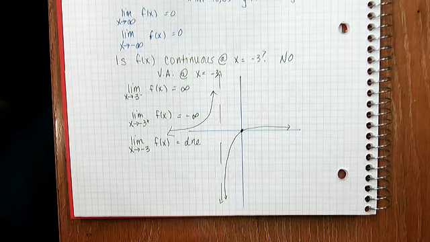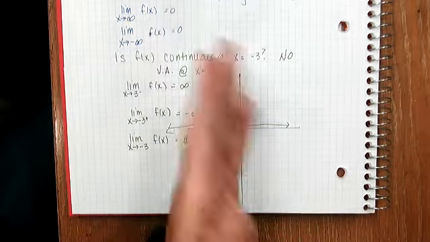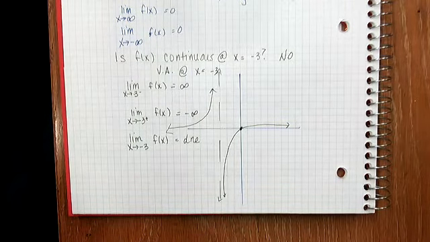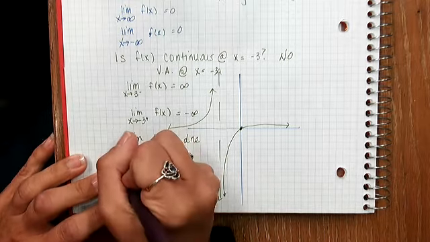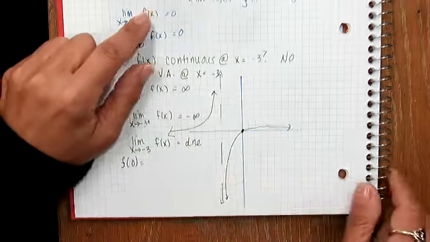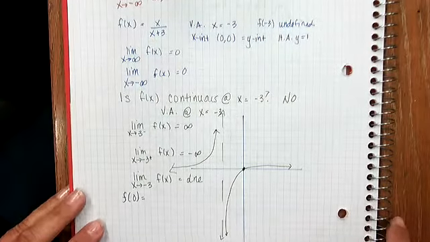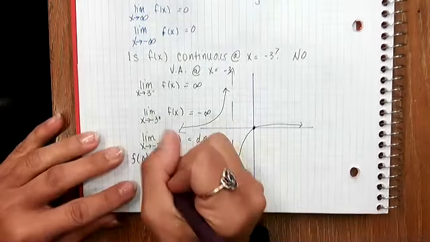Okay. What about 0? This graph is not continuous at -3. We got this asymptote. But what about, is it continuous at 0? The f of 0. So my function is x over x plus 3. Is f of 0 defined? And the answer is yes. The f of 0 is 0.